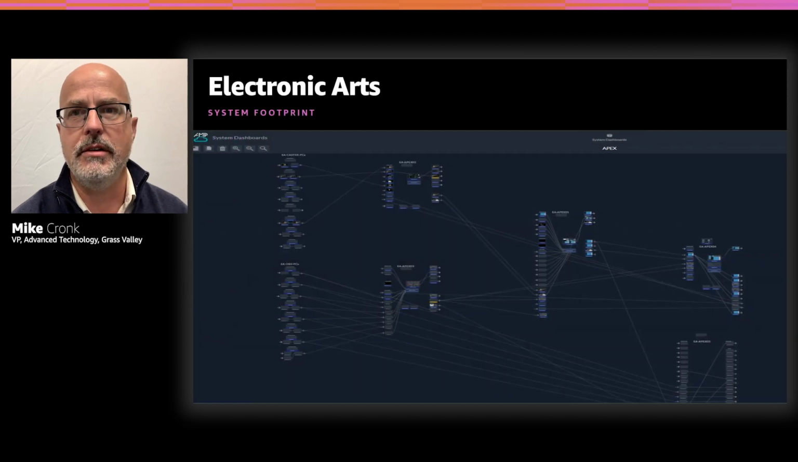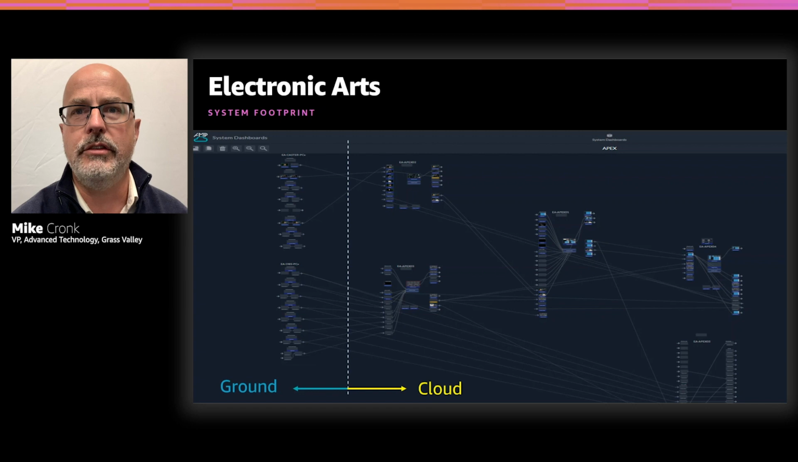What I'm showing you here is a system footprint. It's pretty hard to read. There's 169 separate microservice-based applications working in concert together to pull off their live production. But let me just diagram it a little bit for you. So first of all, on the left, in the blue, you see the application services that are running on computers on the ground for contribution into the cloud. And then on the right are 5 EC2 instances on which a whole bunch of applications, AMP applications, are running.